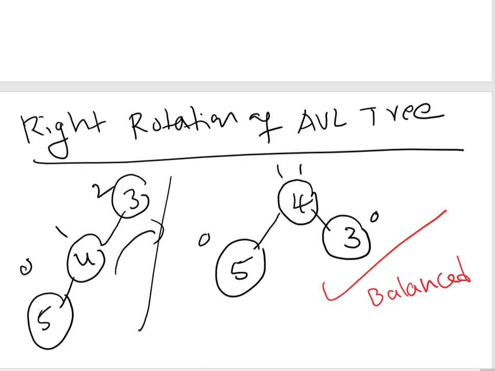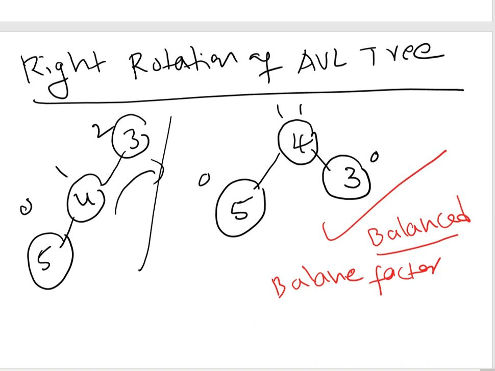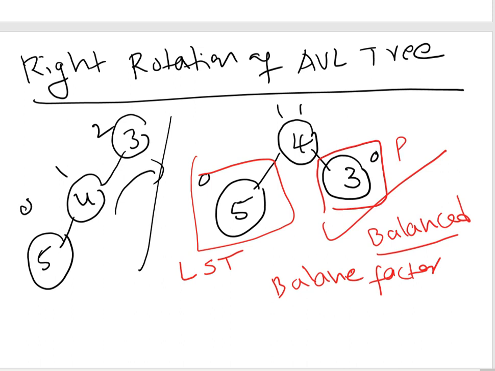What is the balance factor here? Balance factor is the height of the left subtree minus the height of the right subtree. 0 minus 0, what? This is the left subtree, this is the right subtree. So what is the height here? 0 and 0. 0 minus 0 is 0. So it is balanced. True.